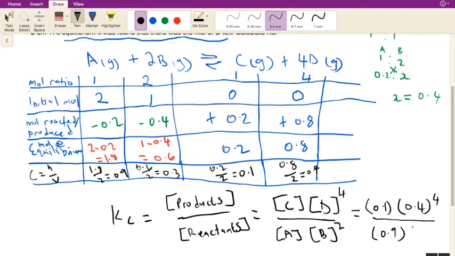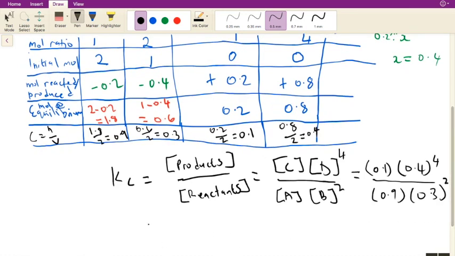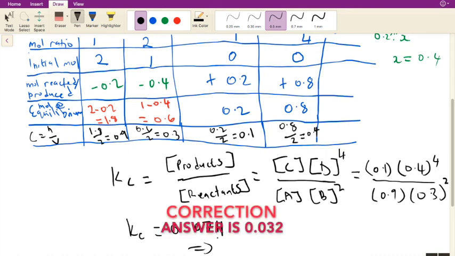and for B, 0.3 squared. If you punch the calculator, this should give you 0.0711. So this becomes your Kc value. Okay, so that's it.